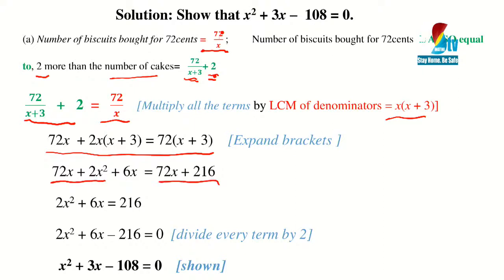Then transposing, since we have 72x on both sides, they are going to cancel, and we will be left with this on the left hand side. Then on the right hand side it is going to be 216. Subtracting is going to give us this value, and then you divide by 2, which is going to be this value as shown.